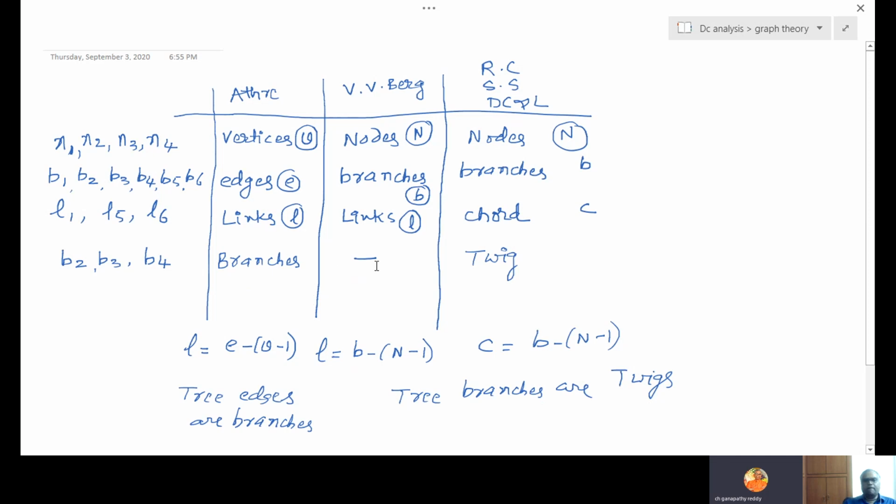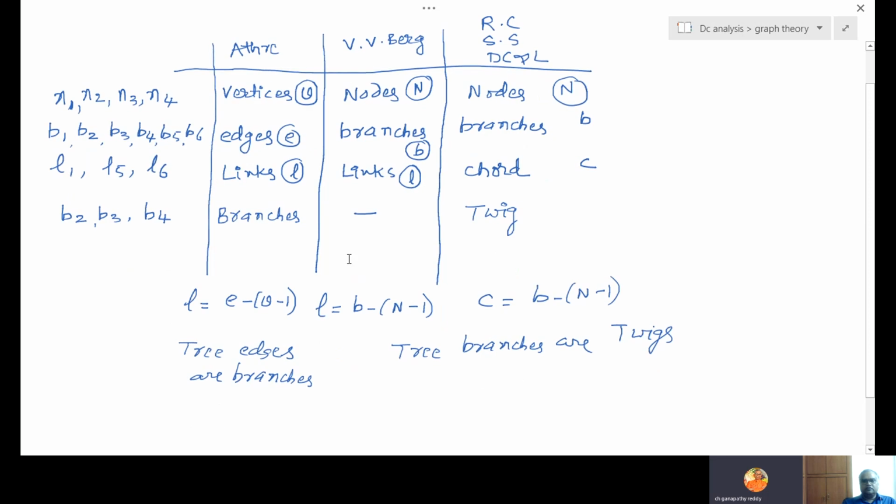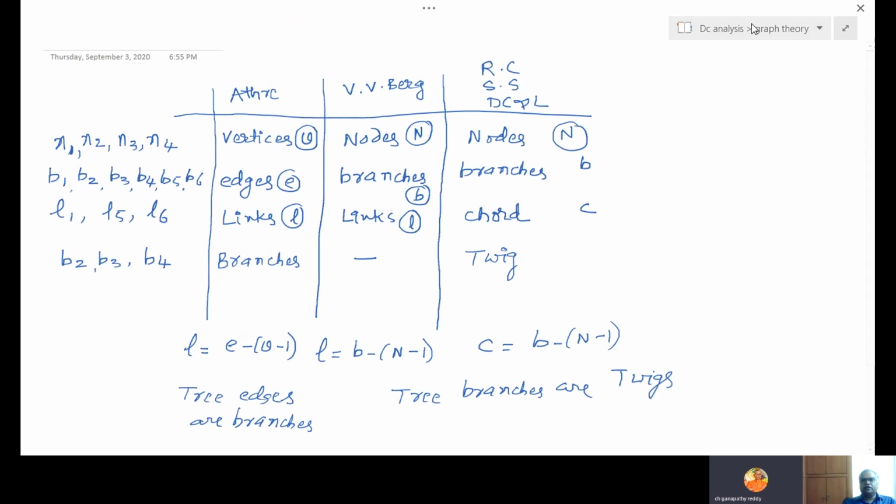But still you have to read all the books. You should be familiar with the notation of all the books. Not only this terminology, even tie set and cut set notation also: one author uses capital M, one author capital B, and so on. So I have taken some important definitions from this Atre. Now let us study definitions.